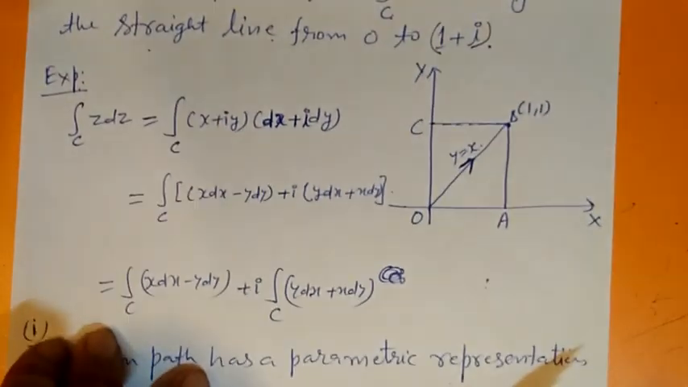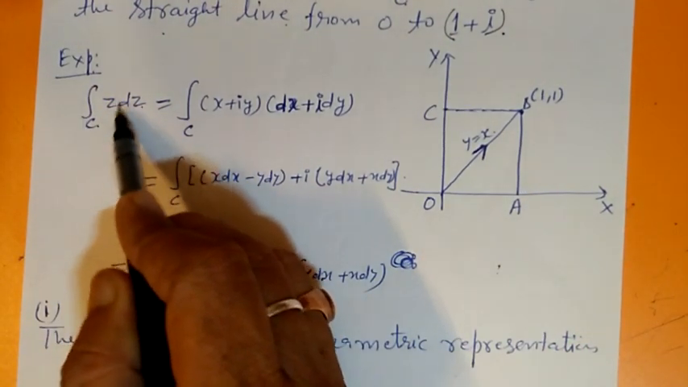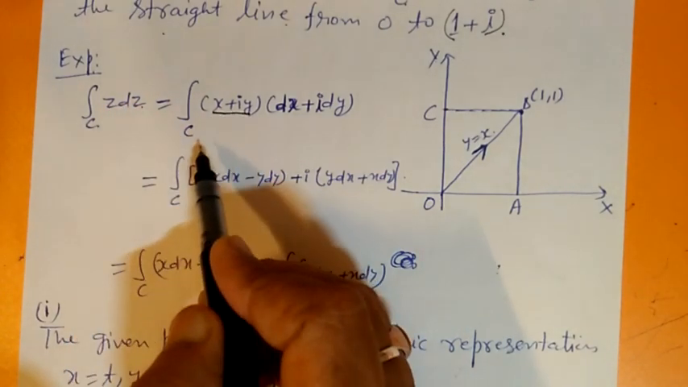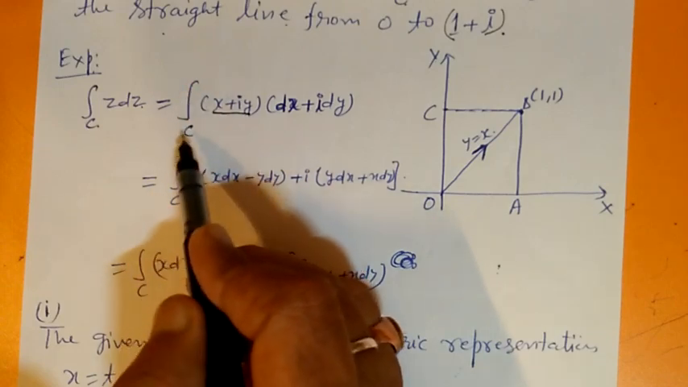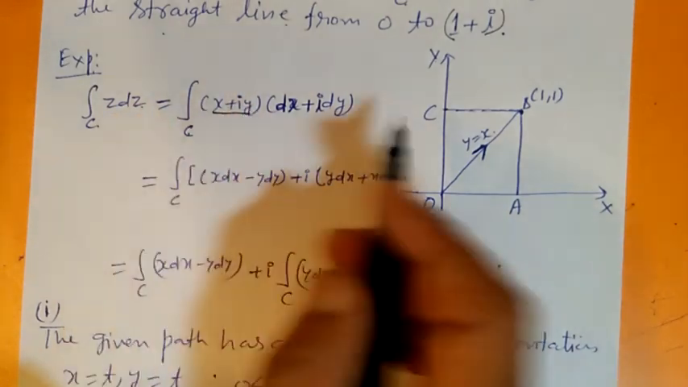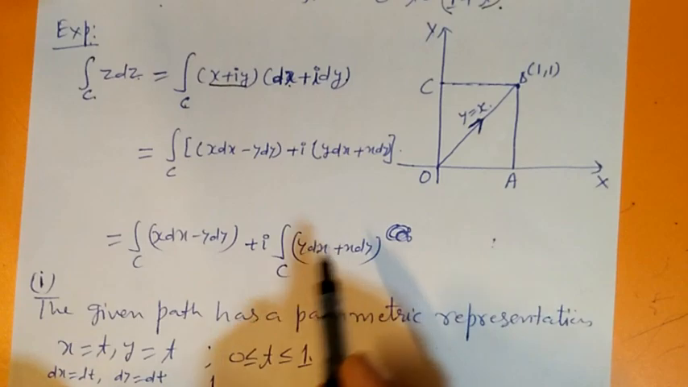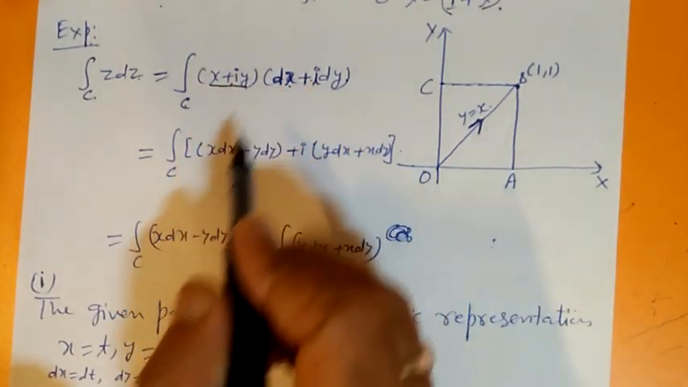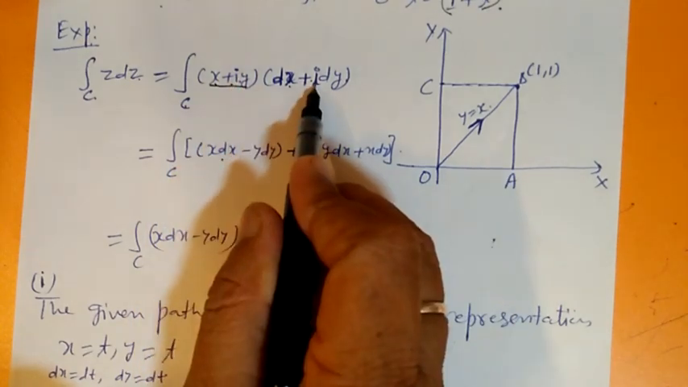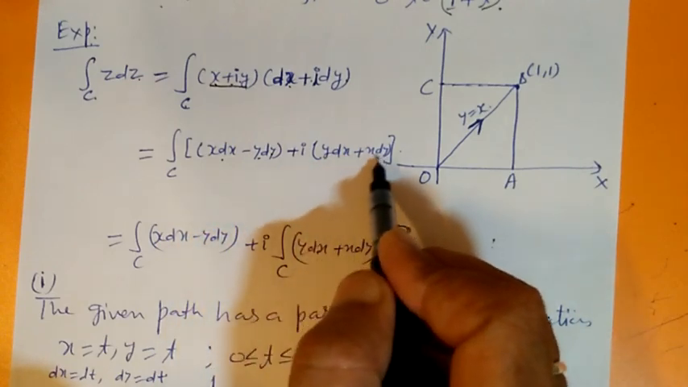So in that case, the integral along the curve C of z dz, because here z is a complex number and any complex number is represented in the form x plus iy. So the integral along the curve C of (x plus iy) dz, because z is x plus iy, differentiating both sides we obtain dx plus i dy. Multiplying both, we obtain x dx, and since i squared is minus 1, minus y dy, plus i (y dx plus x dy).